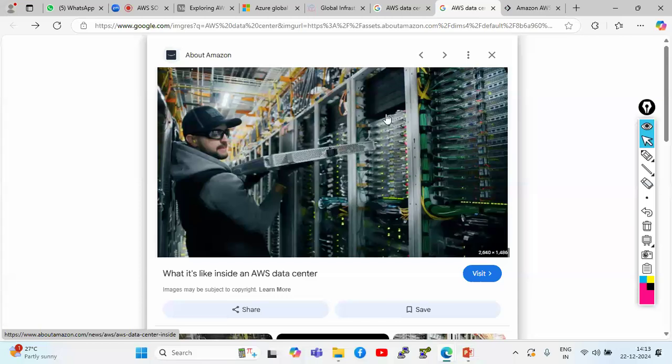Okay. So why do we need a data center? I'll give an example of why we need a data center.